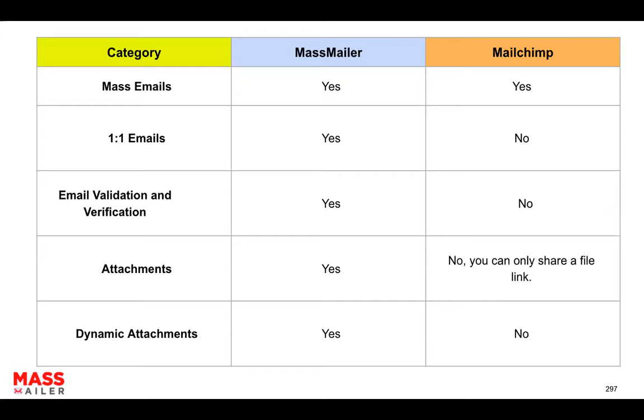Attachments, yes, you can actually attach files in MassMailer. Mailchimp, you can only upload them to Mailchimp storage, and then you can share that file as a link. Dynamic attachments, MassMailer does provide, but Mailchimp does not provide that feature.